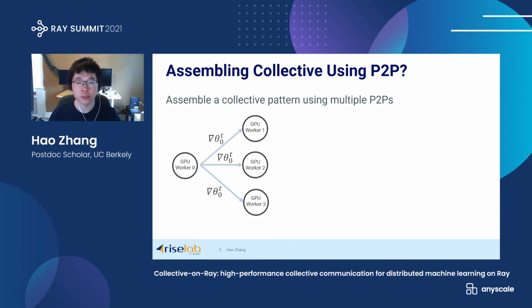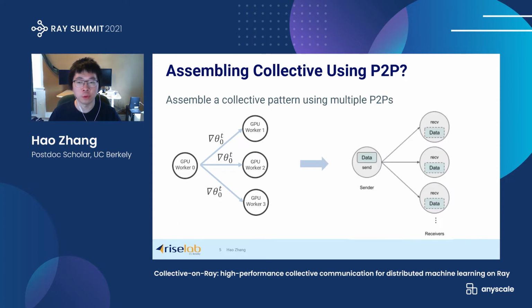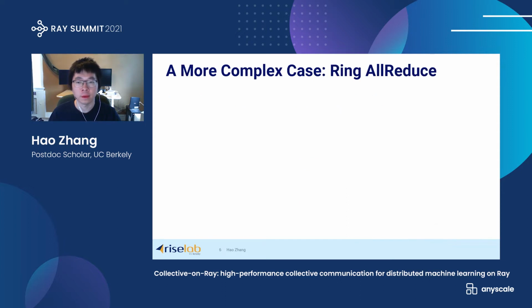How can we program such collective communication patterns on Ray? Theoretically, we can use multiple send and receive operations to assemble a broadcast. For example, many ray.put and ray.get among different processes to achieve this broadcast communication. How about a more complex case? Let's consider AllReduce, which is one of the most adopted collective patterns in distributed machine learning applications.